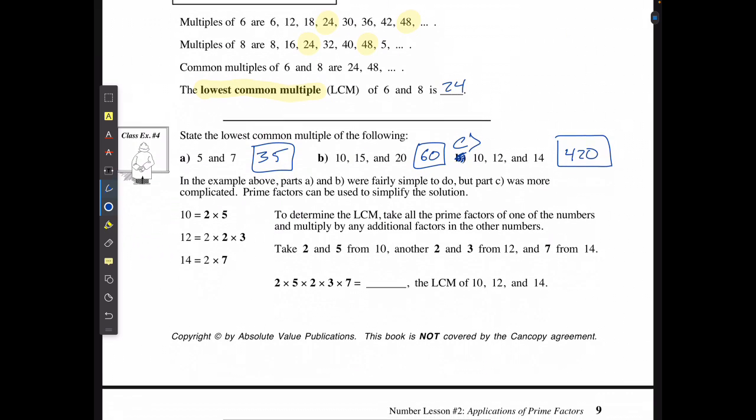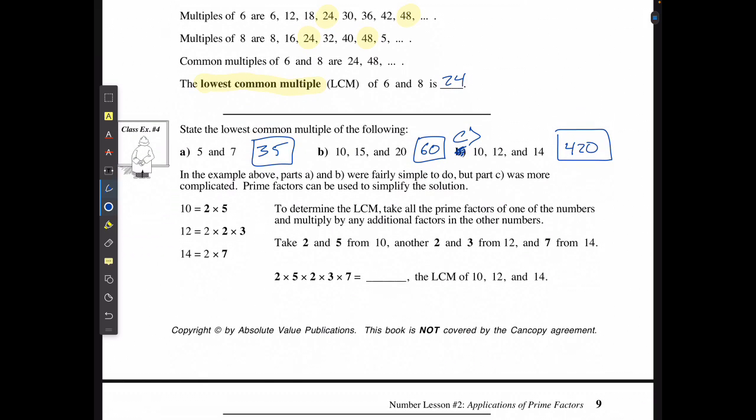Well, the way that we look at this is that we're trying to find all of the different prime factors. So if I look at 10, it's the same as 2 times 5. If I look at 12, it's the same as 2 times 2 times 3. And if I look at 14, it's the same as 2 times 7.